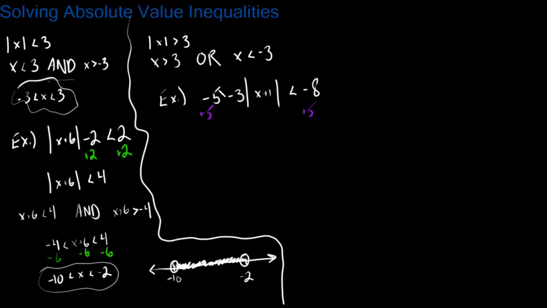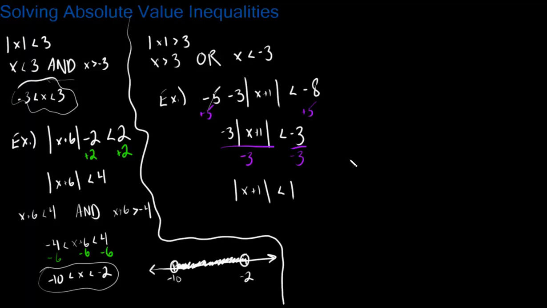So once I do that, negative 5 plus 5, that cancels. I'm going to have negative 3 times the absolute value of x plus 1 is less than negative 3. From there, I still have this negative 3, and that negative 3 is multiplying the absolute value. It's not inside, it's multiplying the absolute value. Well, to undo multiplication, I want to use the inverse operation of division. So I want to divide each side by negative 3. So once I do that, I'm going to have the absolute value of x plus 1 is less than 1.